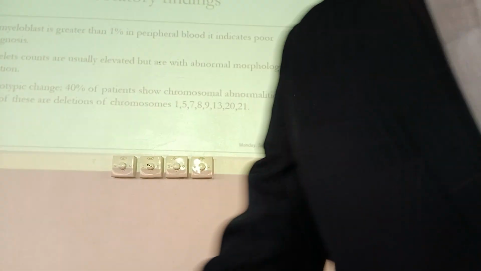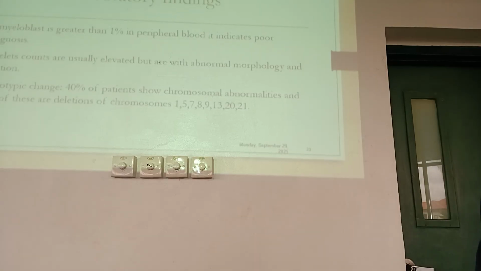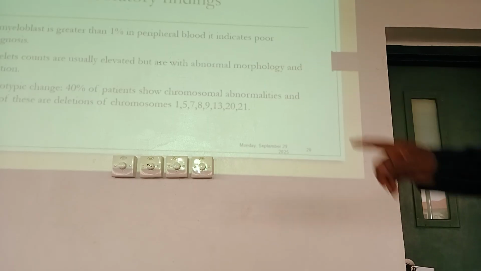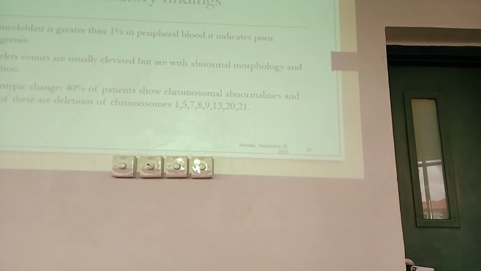So these are the other features in the laboratory. If you do a chromosomal analysis, 40% of patients show chromosomal abnormalities, and 70% of these have deletions. We do the karyotyping. This will also aid your diagnosis.